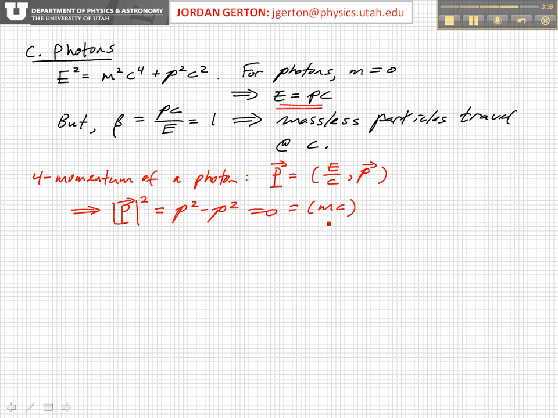However, that doesn't mean that the four-momentum doesn't carry energy and momentum. It does. Its energy is E over c, which is just its energy is just pc, and its momentum can be calculated. But it carries both energy and momentum. It's just that the magnitude of its four-momentum is 0.